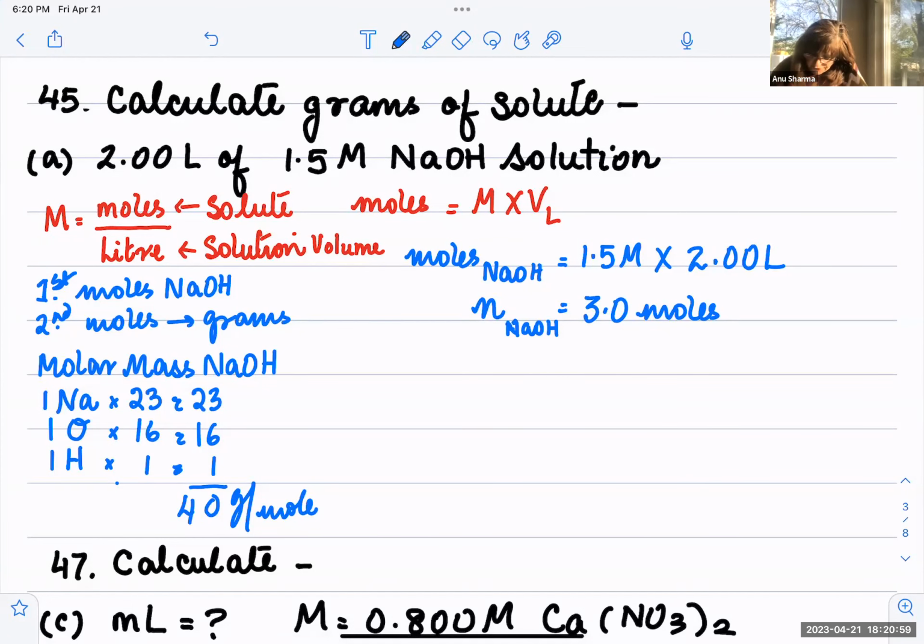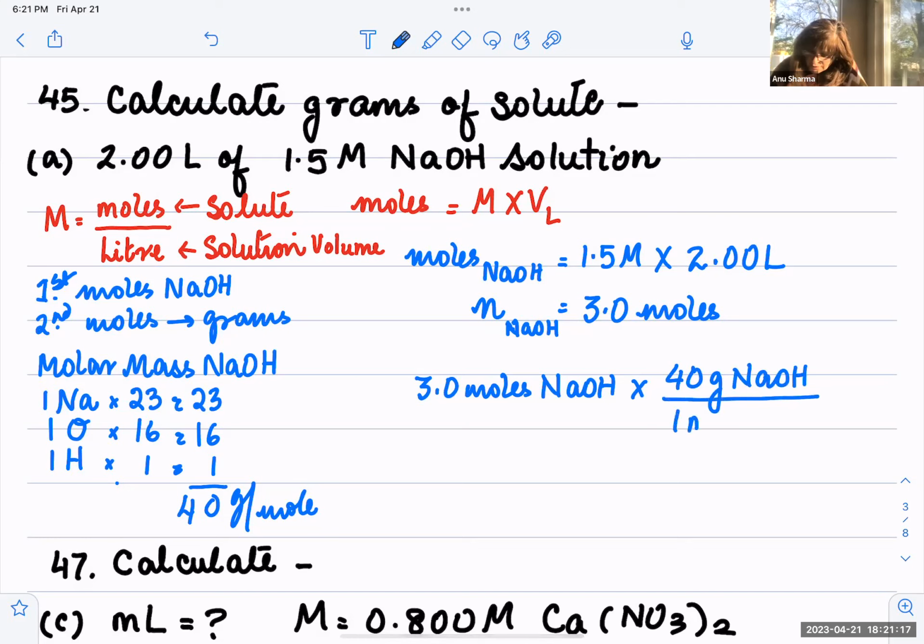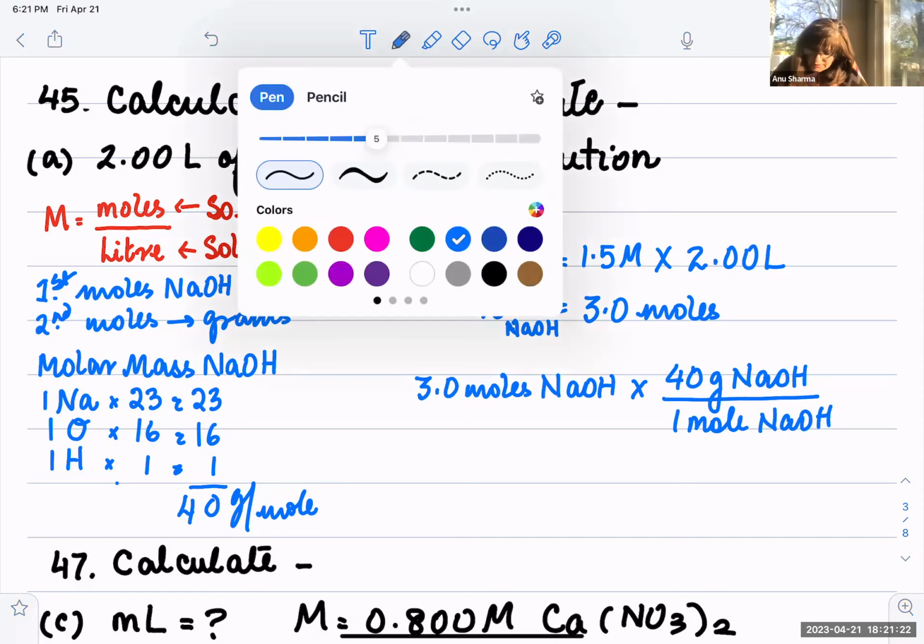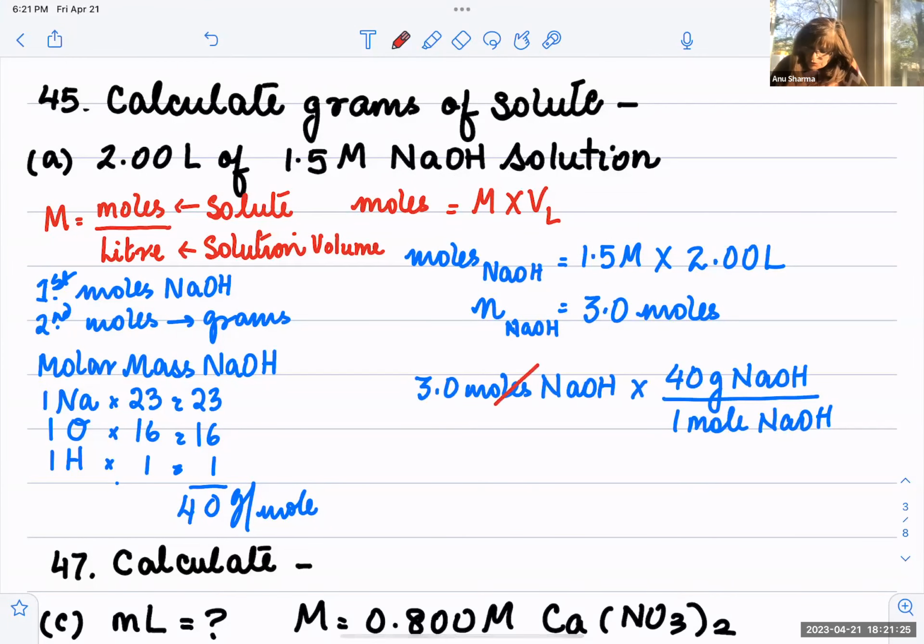You take the moles of NaOH, which is 3.0 moles of NaOH, times 40 grams of NaOH over 1 mole of NaOH. And here you see, you are canceling out the moles of NaOH, and you get the grams: 3 times 4 is 12, so 120 grams of NaOH. Okay, so that's the answer.